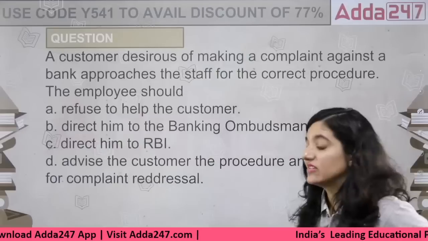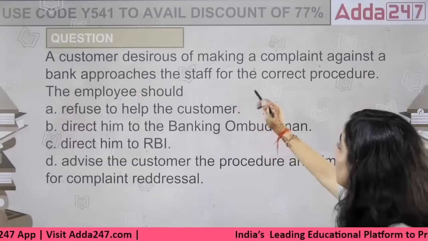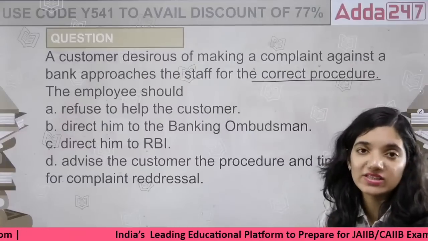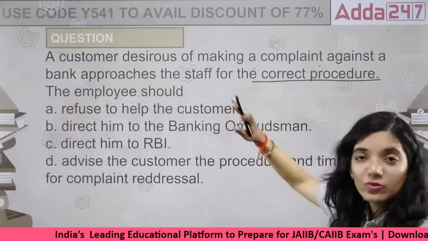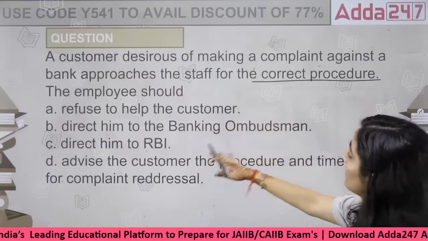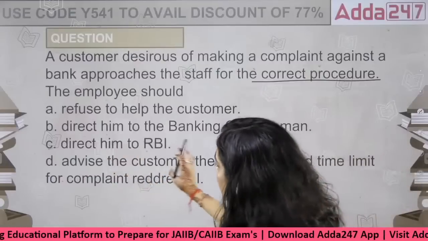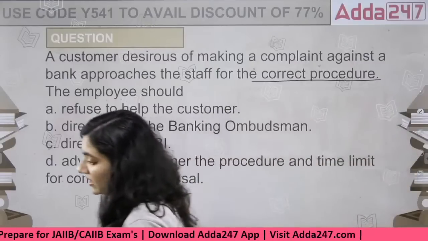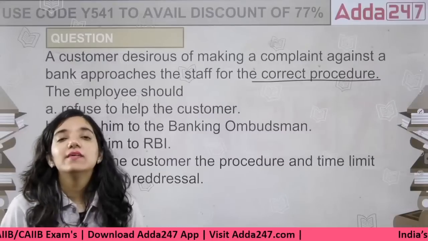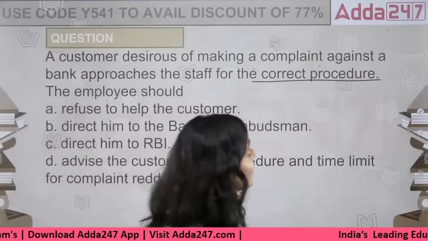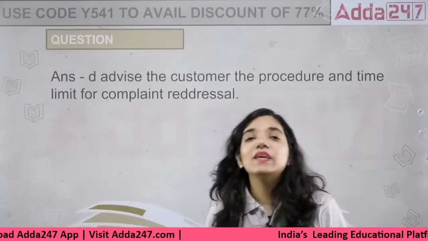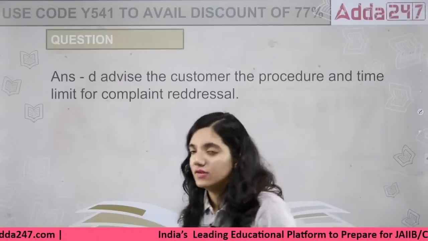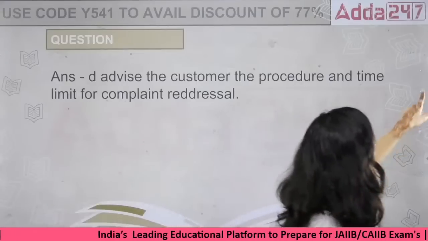The next question says a customer desirous of making a complaint against the bank approaches the staff for the correct procedure. If the particular person is asking the staff only that he would like to raise a complaint against the organization, so what will he do? What will the employee do? He should help the customer direct to the banking ombudsman, or direct him to the RBI, or advise the customer on the procedure and time limit for complaint redressal. Basically, as a duty only, the employees are bound to help the customers, right? So in this case, the correct answer is going to be they will be advising the customer when and how they can pursue filing a redressal, right? Okay, now moving on to the next point.